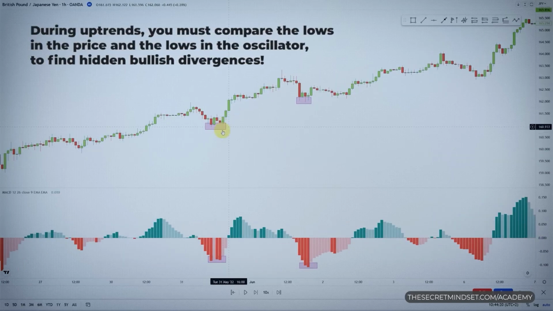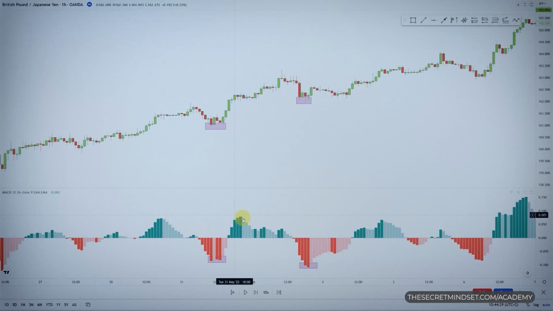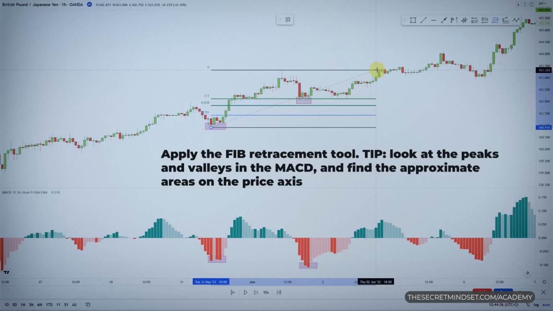So during uptrends, you must compare the lows in the price and the lows in the oscillator to find hidden bullish divergences. You're not interested in swing highs on price or on the MACD. After you found the imbalance, you look for the second leading signal, so you apply the Fibonacci retracement tool. This isn't the only way to apply it, but here is my method.